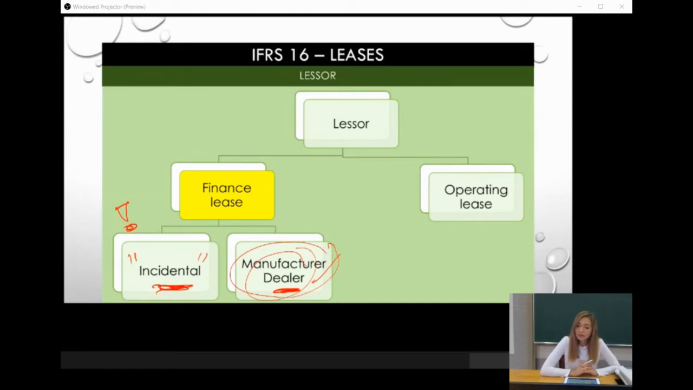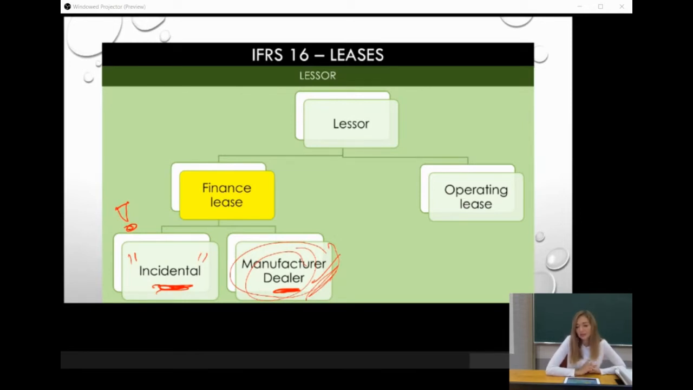Okay, does the manufacturer dealer always offer the option to purchase? Not necessarily. Like I said, we'll get to manufacturer dealer later. It's not necessarily that the manufacturer dealer lessor offers the lessee the chance to purchase the asset at the end of the lease term. So that's not necessarily included in those lease transactions.